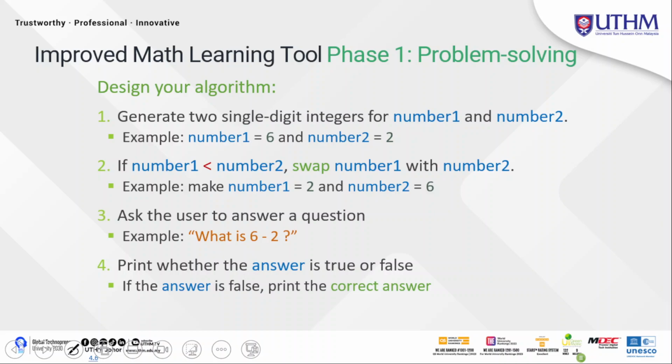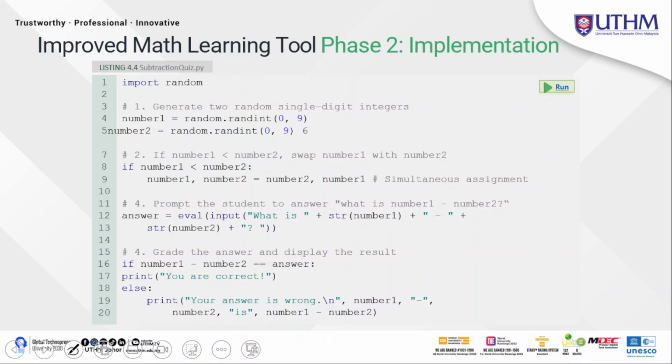First of all, we generate two numbers, number one and number two. First we check if number one is less than number two, and swap number one with number two. Example, number one equals 2, number two equals 6. Ask the user to answer the question, what is 6 minus 2? Print whether the answer is true or false. If the answer is false, print the correct answer. Okay, so let's see. This is a bit longer coding part.